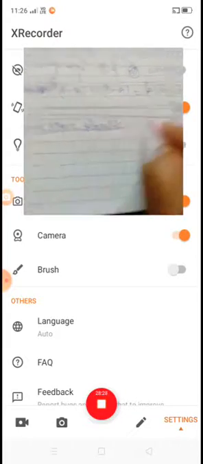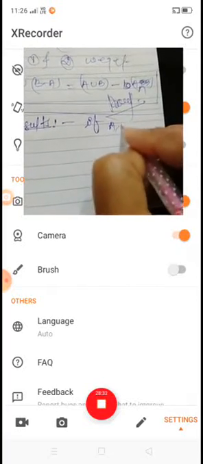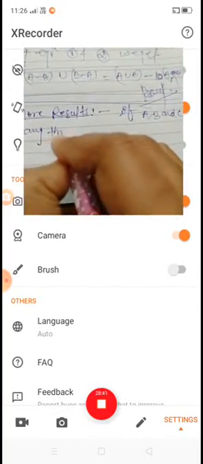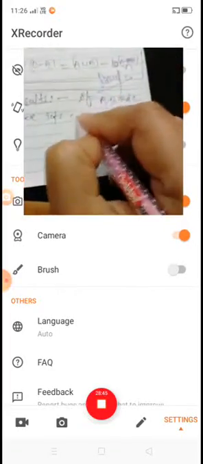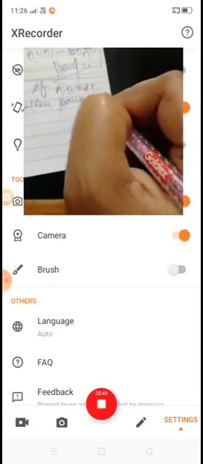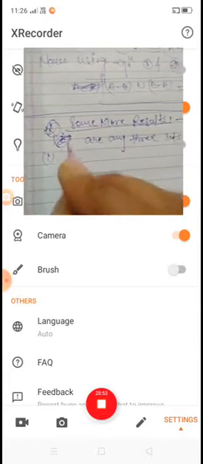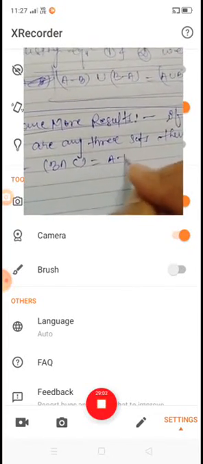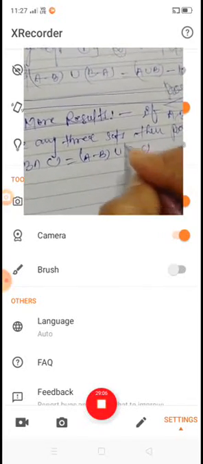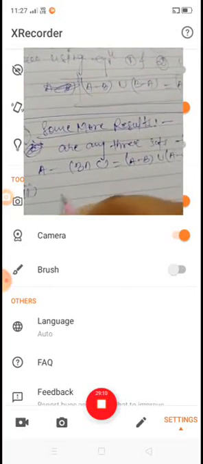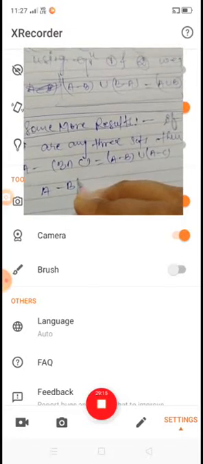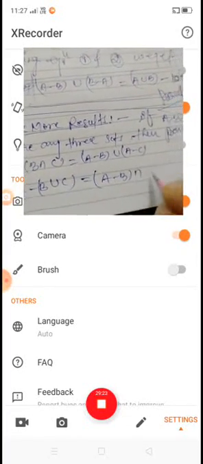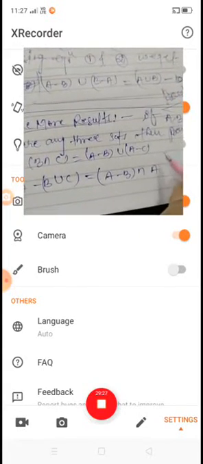If A, B and C are any three sets, then prove that first, A minus B intersection C is equal to A minus B union A minus C. Second, A minus B union C is equal to A minus B intersection A minus C.